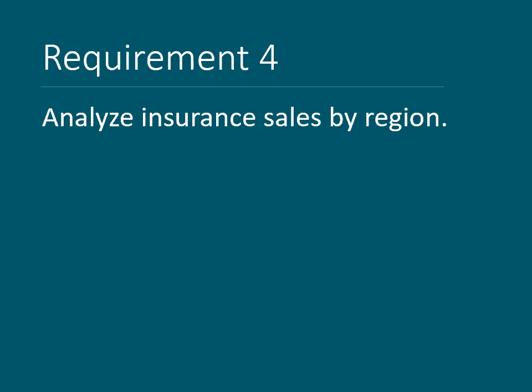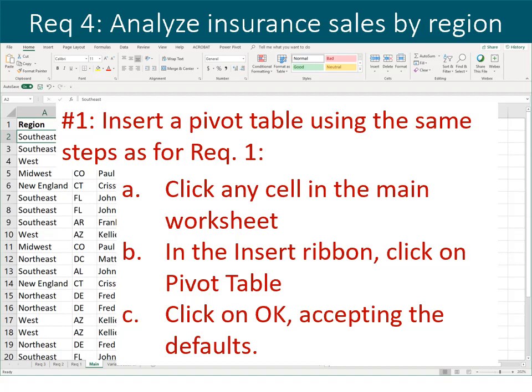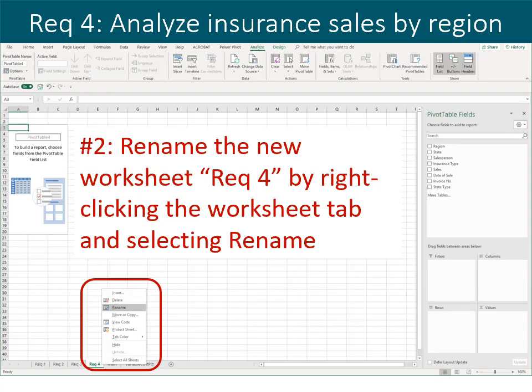Next up, we will be analyzing insurance sales by region. The first thing we have to do for Requirement 4 is to insert a pivot table using the same steps used for Requirement 1. Click any cell in the main worksheet. In the Insert ribbon, click on Pivot Table and then click on OK, accepting the defaults. Rename this new worksheet Requirement 4 by right-clicking the Worksheet tab for it and selecting Rename.